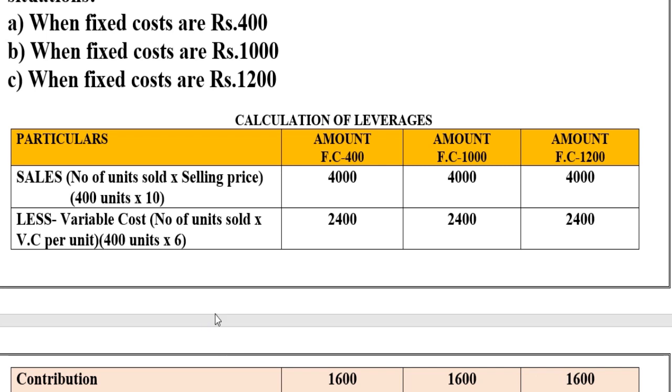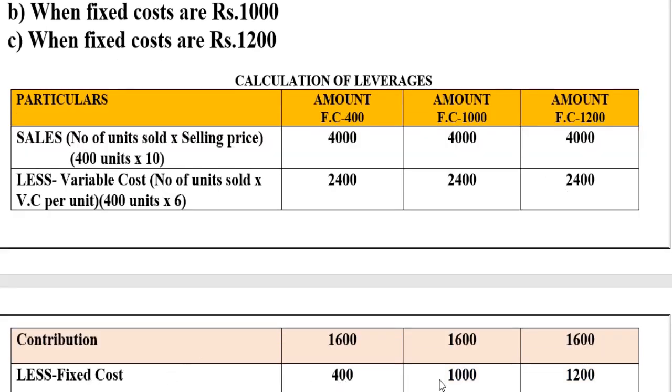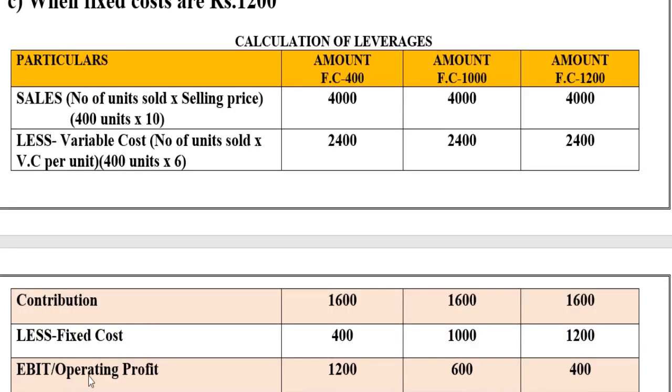Then what you have to deduct now? Fixed cost. Fixed cost in the first situation, how much? 400. In the second situation, 1000. And third situation, 1200 rupees. So 1600 minus 400 will get 1200, and 1600 minus 1000, that is 600, and 1600 minus 1200, that is 400, and we call it EBIT, that is operating profit.